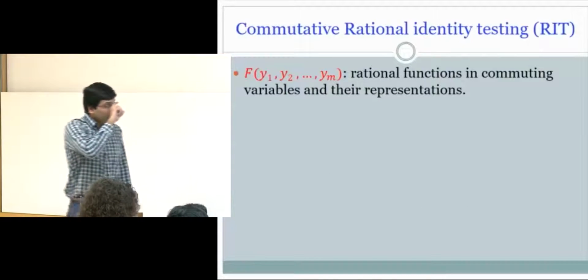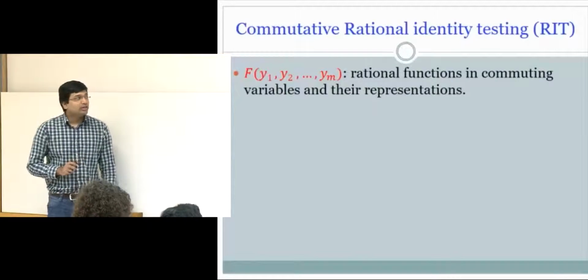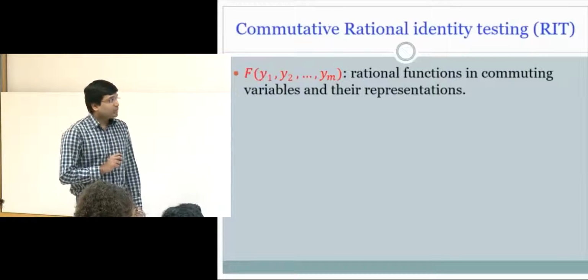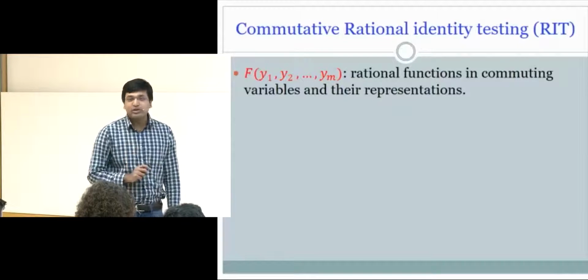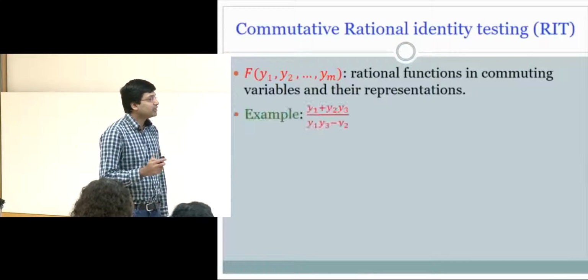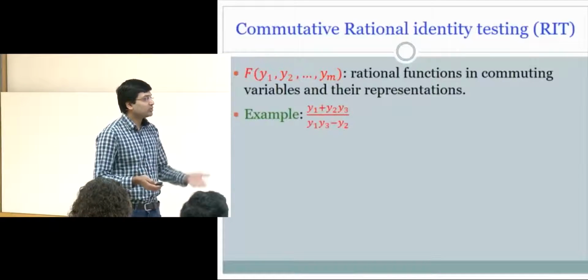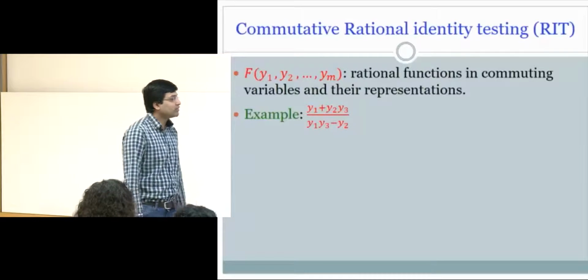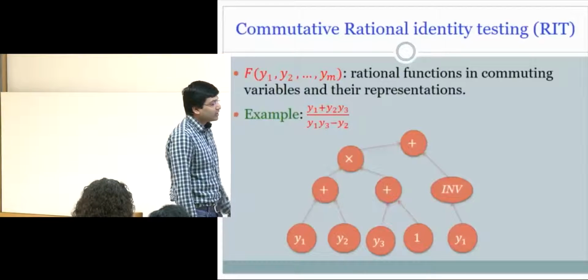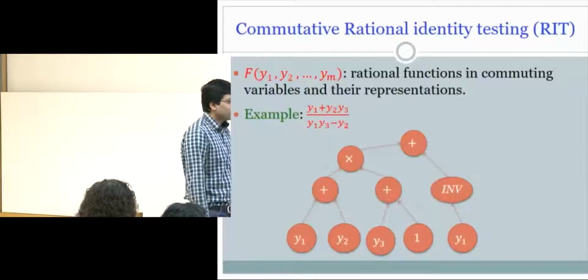Now moving on to rational identity testing, in the commutative case. Our objects of study are rational functions in commuting variables y1 to ym and their representations. An example of a rational function is just a ratio of two polynomials. Their representations are again given by circuits and formulas.